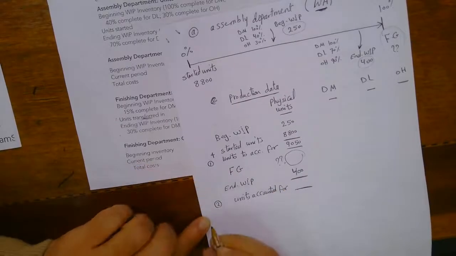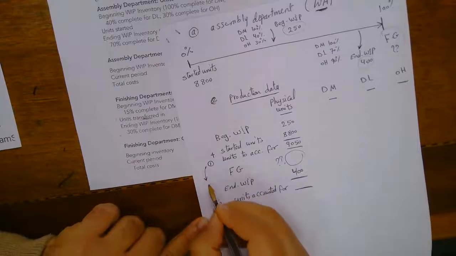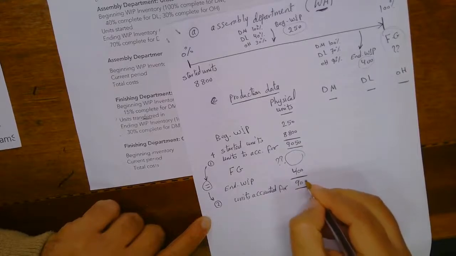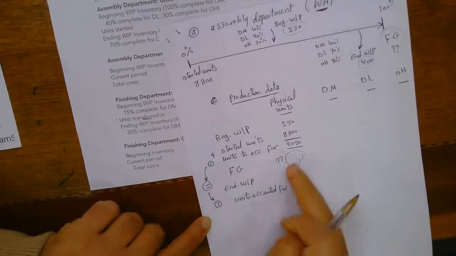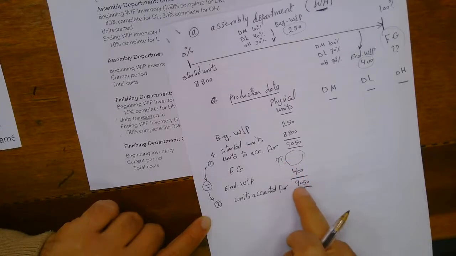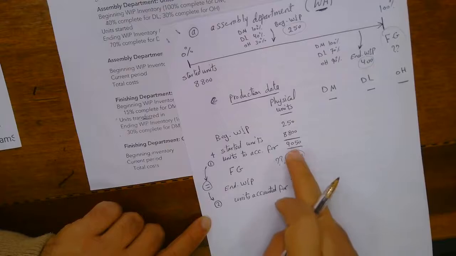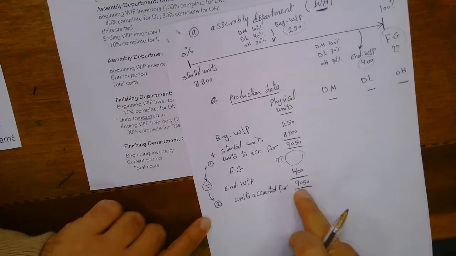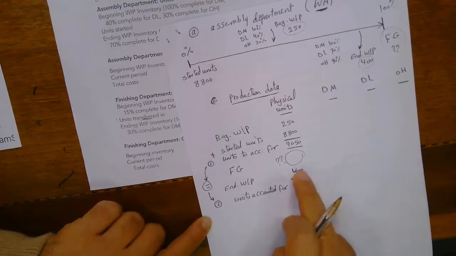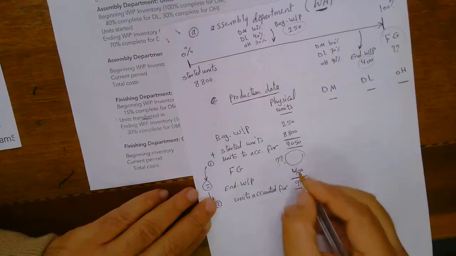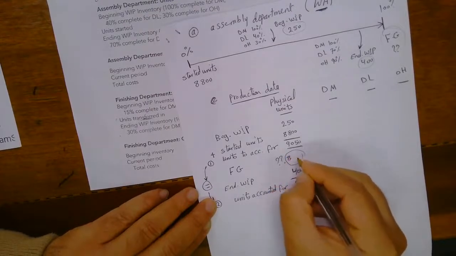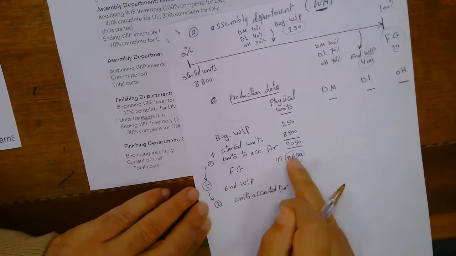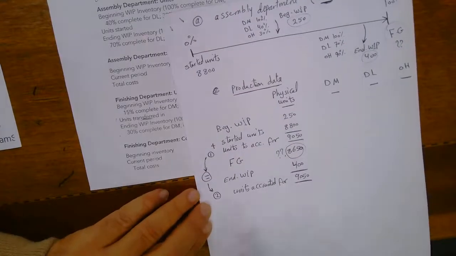Step number 1 must be equal to step number 2. So the total must be 9,050. Finished goods plus 400 equal 9,050. So 9,050 minus 400 equals 8,650. This is step number 2.